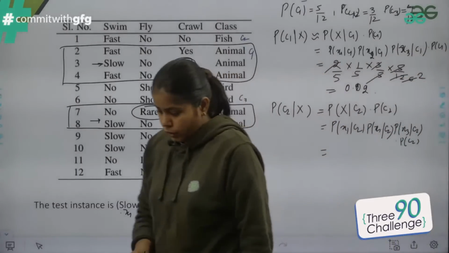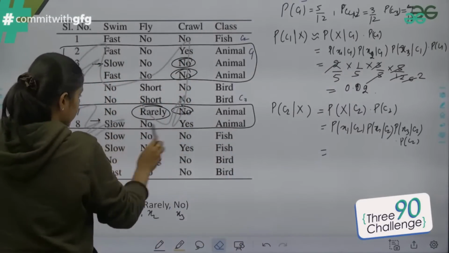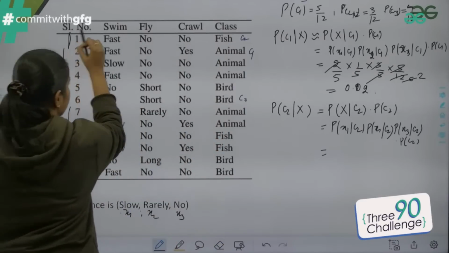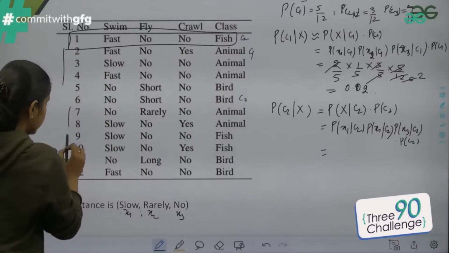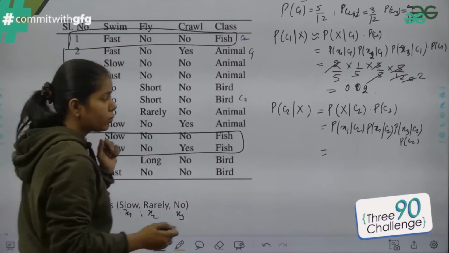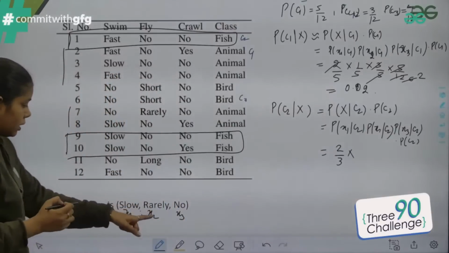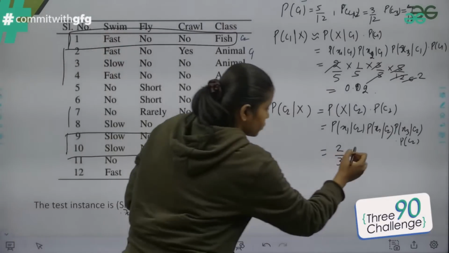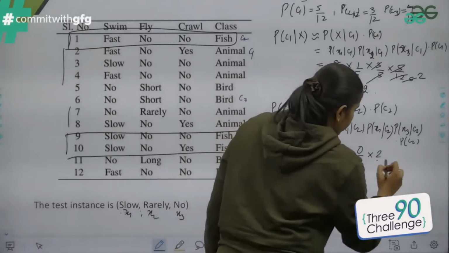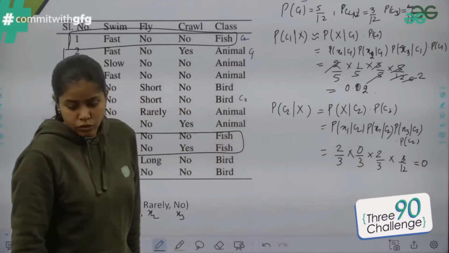So let's check now for c2. C2 is fish, so this one and these two cases. Now I have to check for slow. Out of these 3 values, only 2 are slow, so 2 out of 3 is the probability of x1 given c2. Rarely: let's check for rarely. There is no rarely, so 0 by 3 is the probability. Now check for no. I have 2 no's, so 2 by 3, into probability of c2, which is 3 by 12. So we would get the value 0. This probability gets 0.